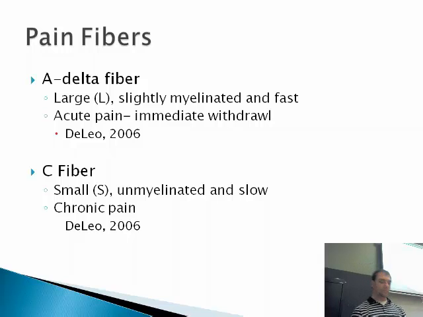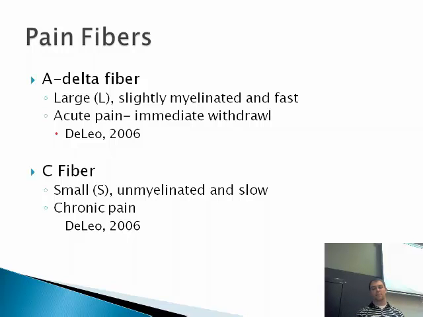C fiber, different, small. You'll understand the L and the S here in a couple slides when we go over gate control. So small fibers, they're unmyelinated and they're slow. Unmyelinated, the nerve impulses do not transmit that well. See this a lot more with chronic pain. This was what interests me because I see chronic pain all the time.